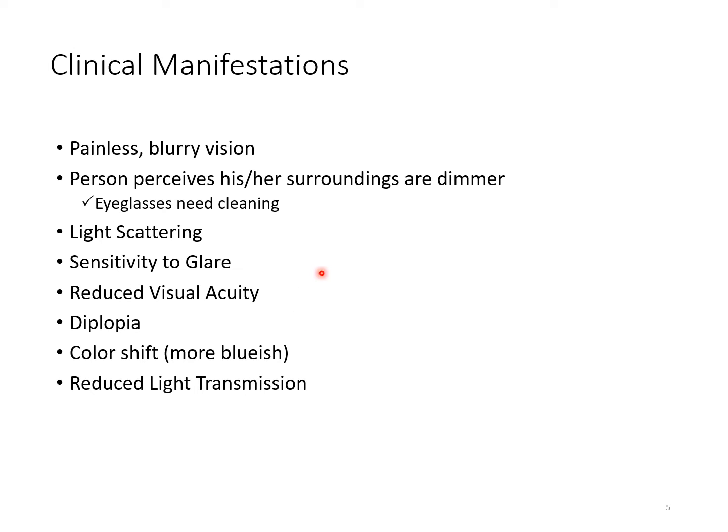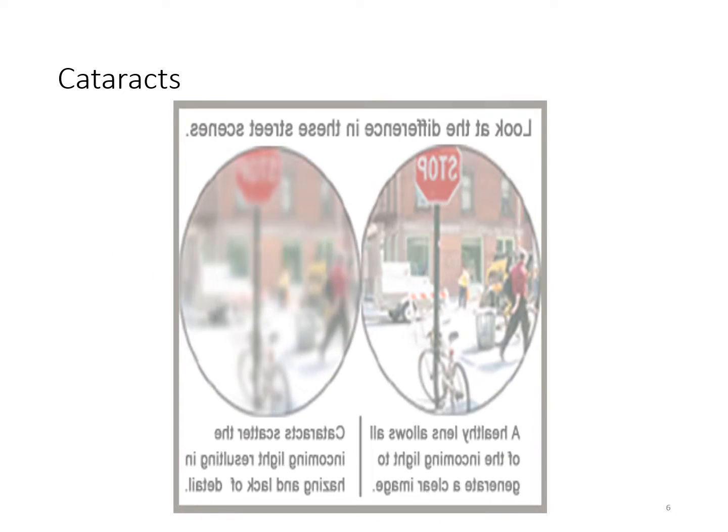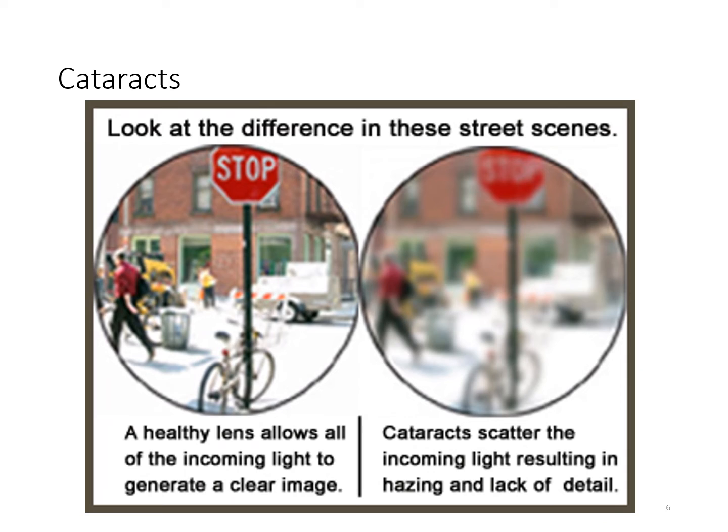Okay, so it's painless, blurry vision. A person perceives his/her surroundings as being dim, almost as if your eyeglasses need cleaning. So the light is scattered, there's sensitivity to glare, reduced visual acuity, double vision, color shift, everything is looking more blue, and there's reduced light transmission going on. So healthy lens, the light's coming in, no problem, and this is what the patient with cataracts may be seeing. Very hazy.